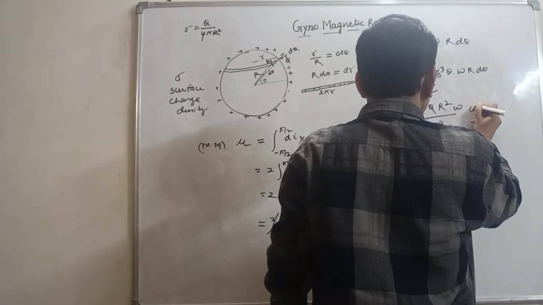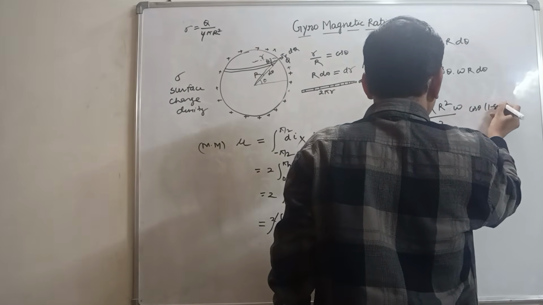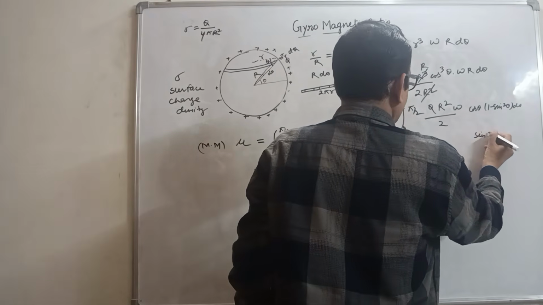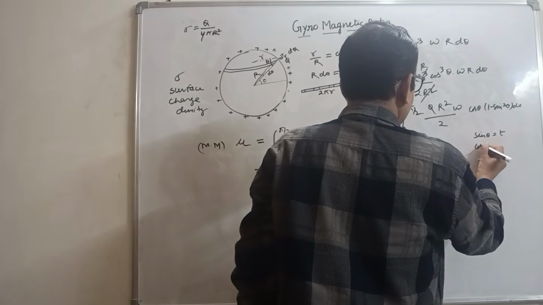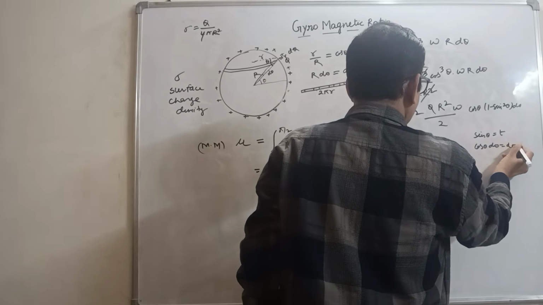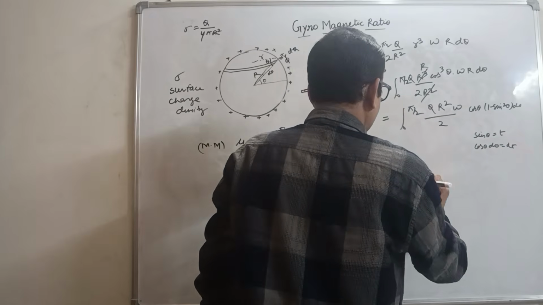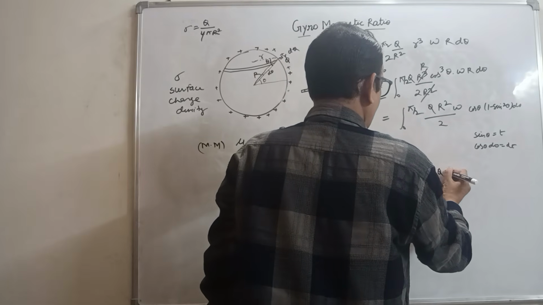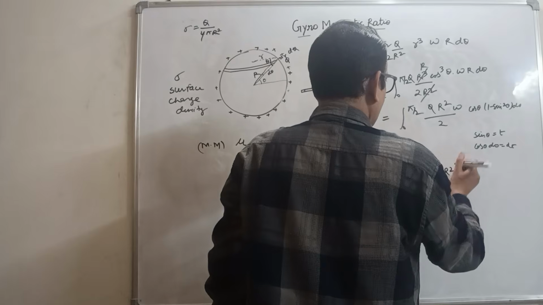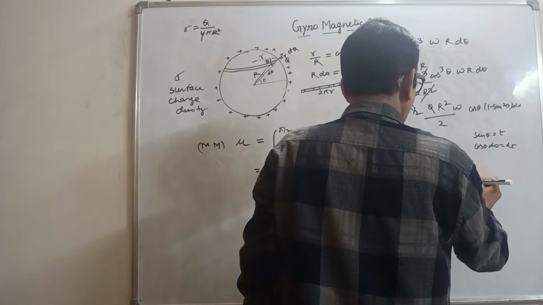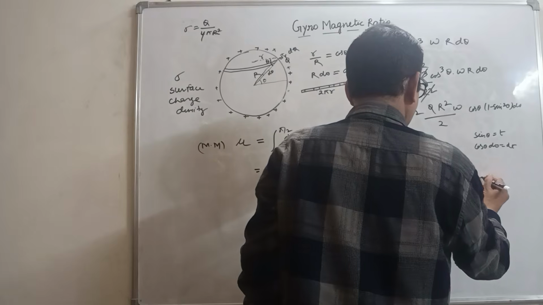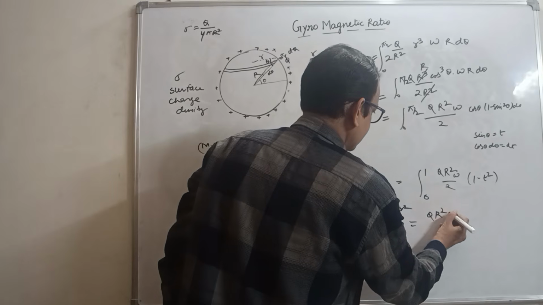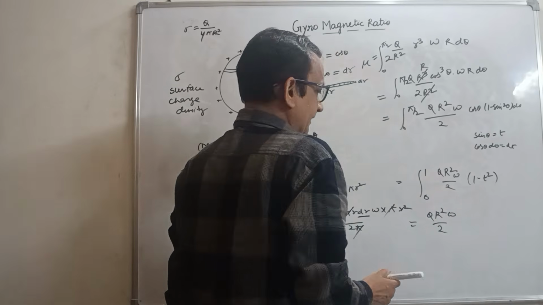So cos square theta is cos theta into 1 minus sin square theta d theta. We take sin theta is equal to t, so cos theta d theta would be dt. Put the value here and change the limit. Cos 0 is 0 or cos 90 is 1. So it is q r square omega by 2, and this becomes 1 minus t square.